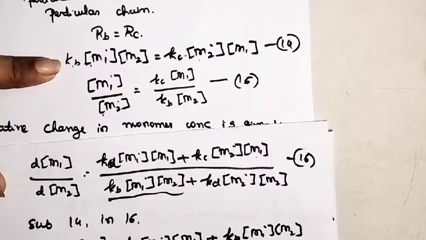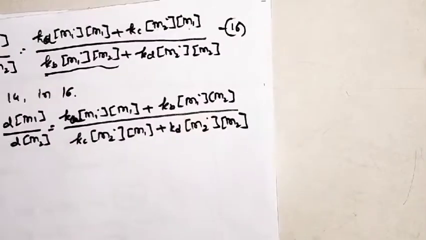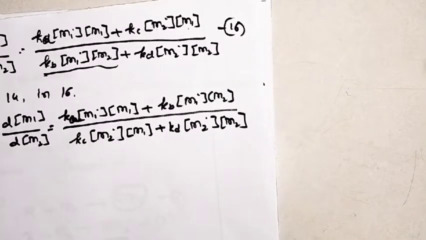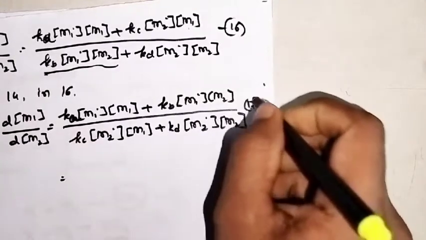M2 free radical M1 plus Kd into concentration of M2 free radical concentration of M2. Okay, now I call this equation number 17. This is equation number 17.